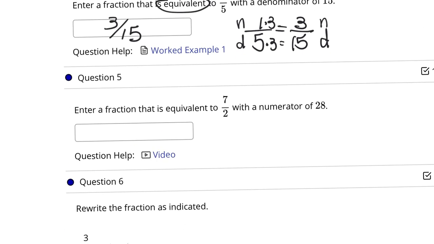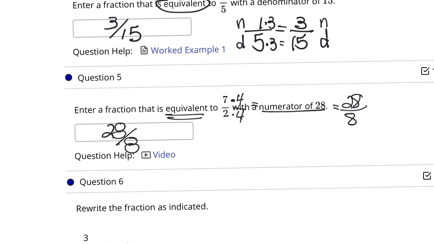So a fraction that has the same value as 7/2, but they want the numerator to be 28. So I'm going to take this times 4 to get 28. And to keep this equivalent, I have to take the denominator times 4 as well. So I followed their rules. The numerator on top is 28. And then the denominator becomes 8. 28 over 8.